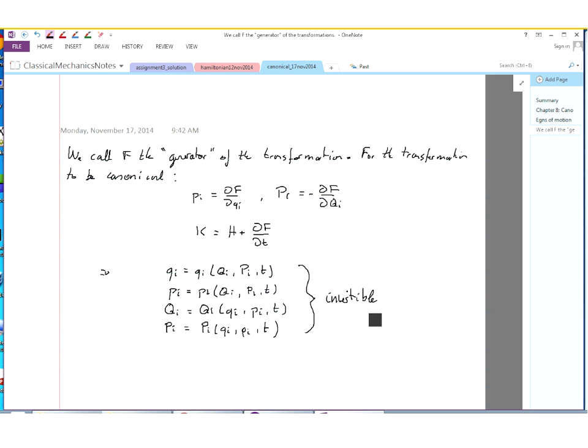Okay, so given some transformation that you can write, if it satisfies the conditions that we have above, then that transformation is canonical. And that will guarantee that the time derivative of capital Q is given by ∂K/∂P.